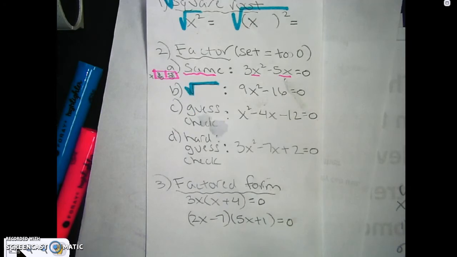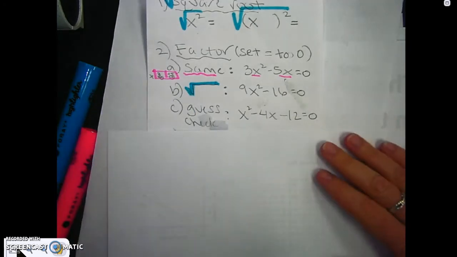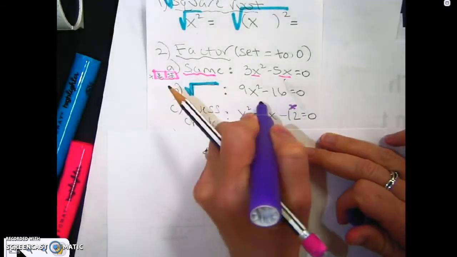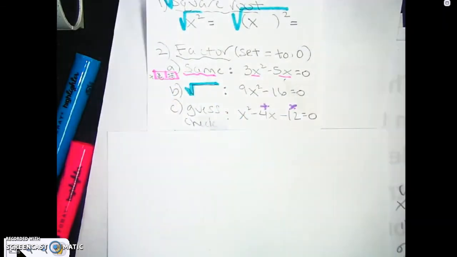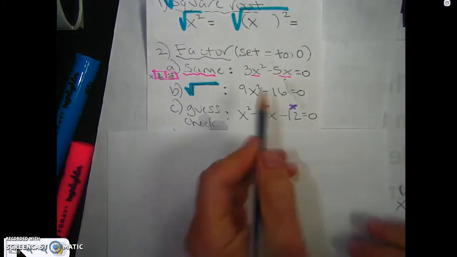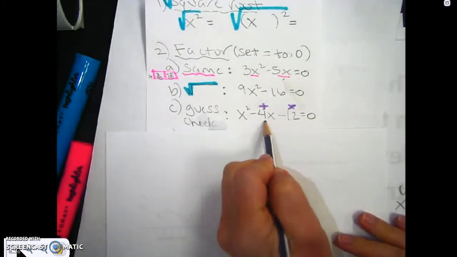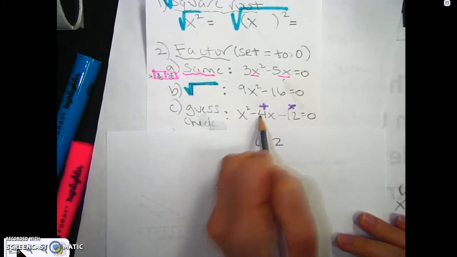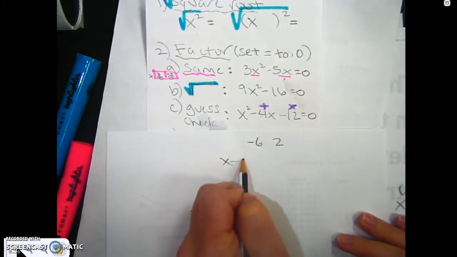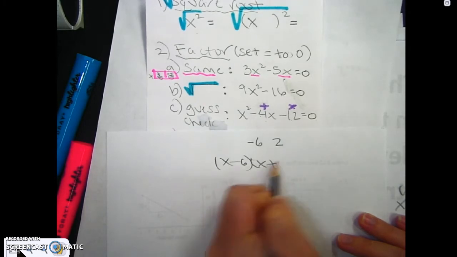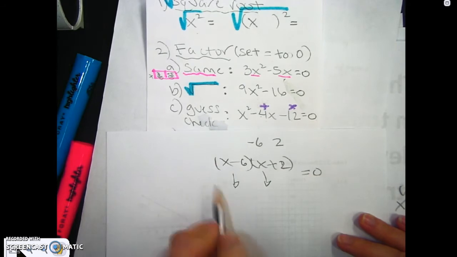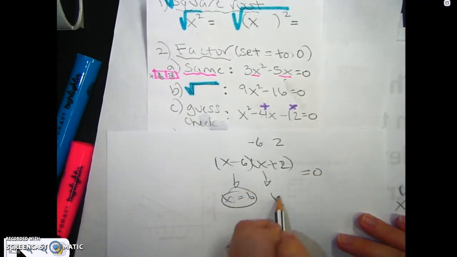Okay. The next one is guess and check. This is when you're trying to find two numbers that multiply and two numbers that add. So in this case, two numbers that multiply to get 12 and add to 4, or 6 and 2. Since this is negative, the bigger guy's negative. Now, if I just asked you to factor, you would be done. But if I ask you to set it equal to 0 and solve it, x equals 6, x equals negative 2.